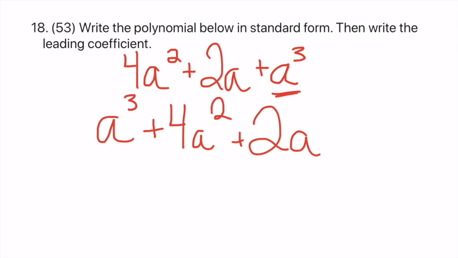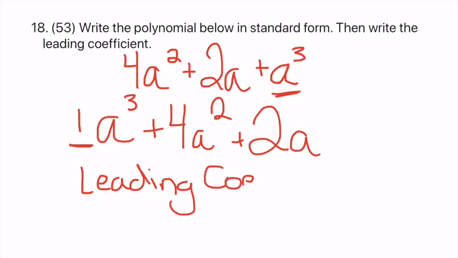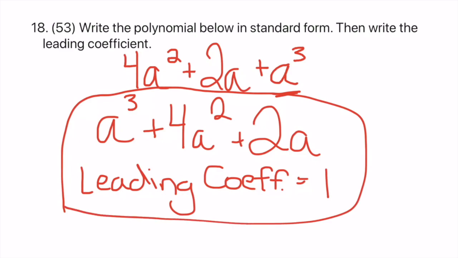And now the leading coefficient is the number that's written in front of your first term. Now, we usually don't write it, but we know that there's a 1 there. So our leading coefficient, I'm just going to abbreviate that, is 1. So I can erase that. So this is your answer.